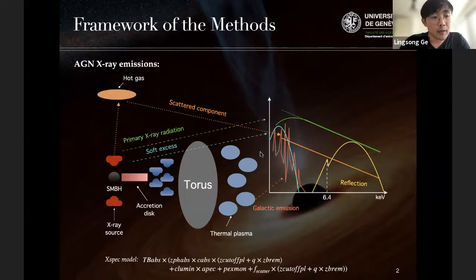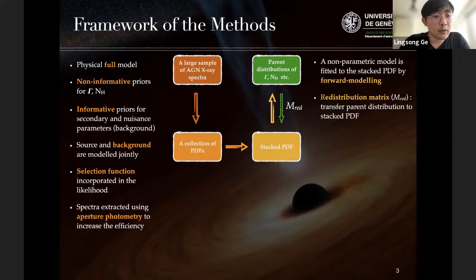Besides, there is this obscuring material called the torus that strongly affects the direct observation of AGN, so the methods of AGN detection and selection suffer from different biases that we need to take great care of when we analyze the data. So what we have done is to apply the full model, which includes all the components that I just showed, for all the sources, no matter how the data quality is. So there's no need for model selection.